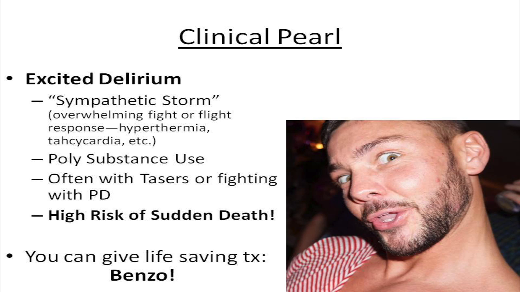It's seen with thyroid storm. It's seen with overdoses of sympathomimetic medications such as cocaine or methamphetamine. But it's also seen in a particular scenario involving a patient who's combative with the police, often been tased, often has polysubstance abuse, and it has a very high risk of sudden death associated with it. So the thing you need to be able to do is recognize this and realize that it's a life-threatening situation and that you can fix it and give a life-saving treatment, which is very simply a benzodiazepine to overcome the sympathetic storm.